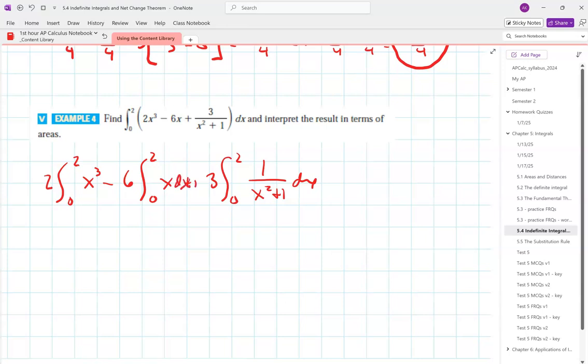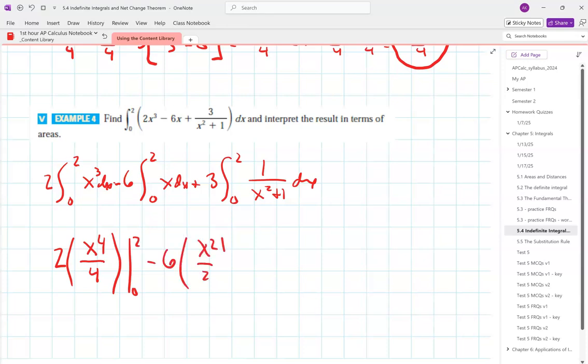Forgot some dx's. Okay, so the antiderivative of x cubed, we just did that a moment ago. The antiderivative of x, well, we did that earlier also. What's the antiderivative of 1 over x squared plus 1? Tan inverse. I heard somebody say that is correct.